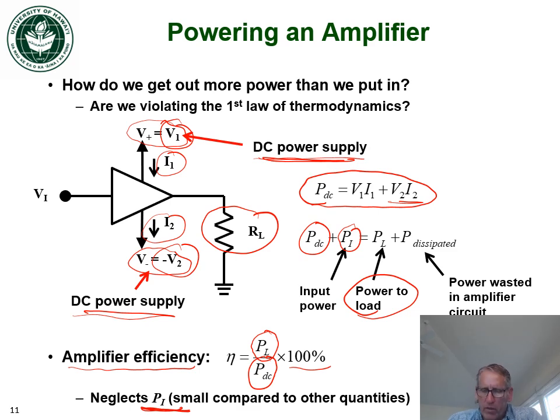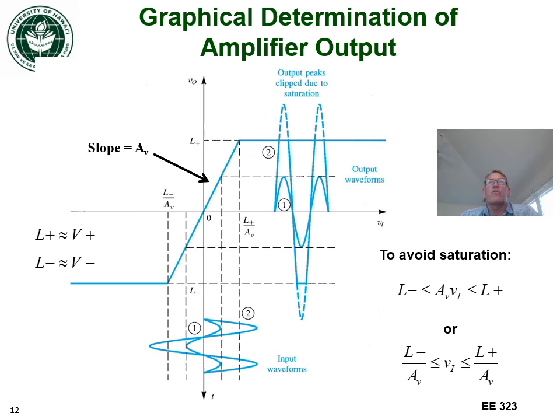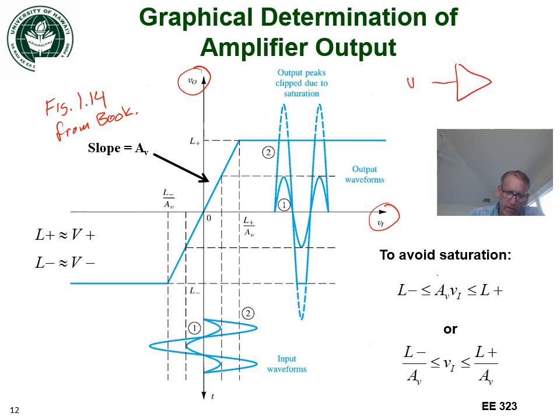Graphically, it also helps to look at the gain of our amplifiers, and this is a figure from your book, figure 1.14. And there's a lot going on here. Let's try to break this down. First of all, we're plotting Vout as a function of Vin. So we have an amplifier, and this is Vout as a function of Vin. So this might look like this. So we have Vin and Vout.